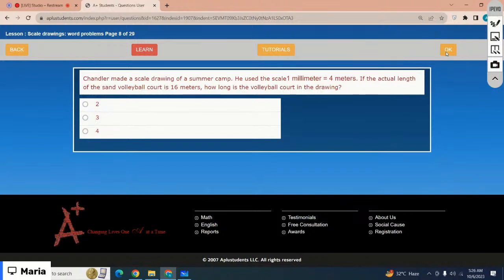Chandler made a scale drawing of a summer camp. He used the scale of 1 millimeter equal 4 meters. If the actual length of the sand volleyball court is 16 meters, how long is the volleyball court in the drawing? So, which is the correct option? The scale is 1 millimeter equal 4 meters, right? And the actual length is 16. So the length in the drawing would be 4 millimeters. The correct option is 4 millimeters. Got it?